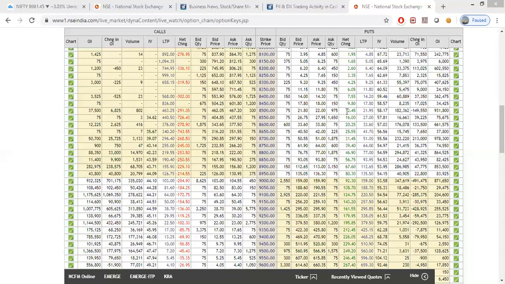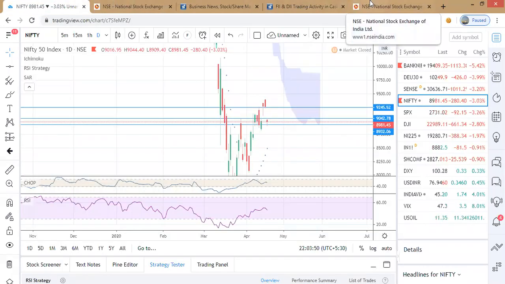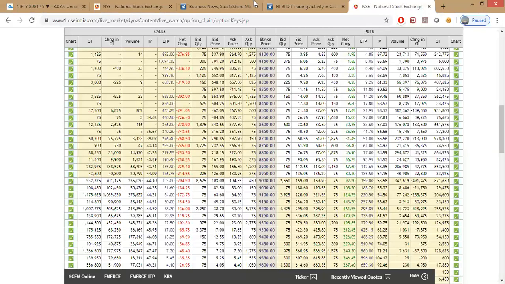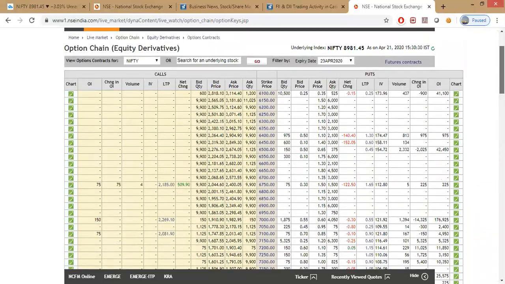Hi guys. Today we'll discuss how to read the option chain. This topic was due last week, but due to some reasons I could not take it up. We'll try to see how we can decipher the support and resistance regions while reading the option chain for Nifty.